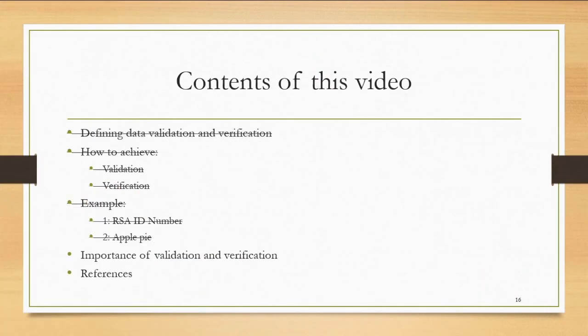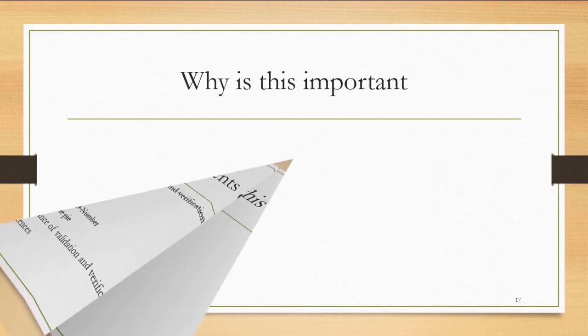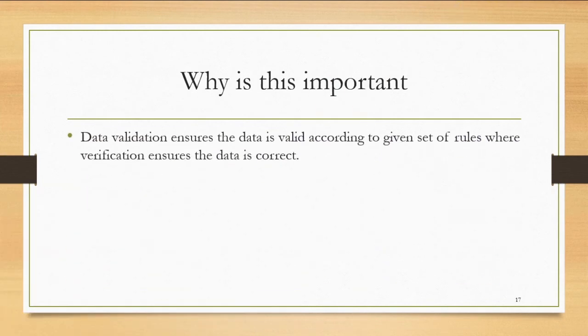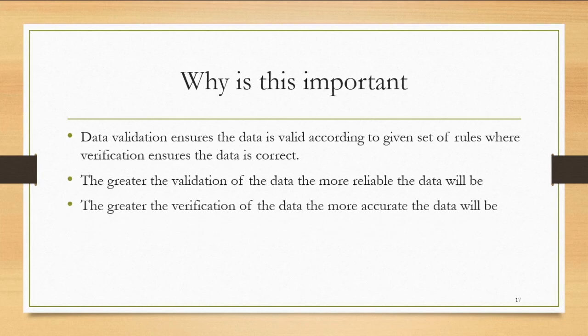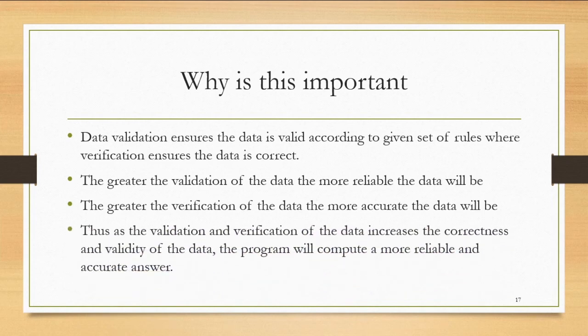Let's now look at the importance of validation and verification. Why is this important? Data validation ensures that the data is valid according to the given set of rules, whereas verification ensures the data is correct. The greater the validation of the data, the more reliable the data will be. The greater the verification of the data, the more accurate the data will be. Thus, as the validation and verification of the data increases, the correctness and validity of the data, the program will compute a more reliable and accurate answer.